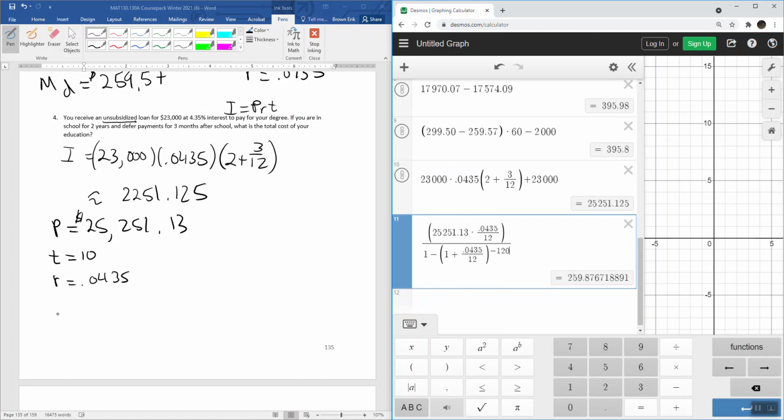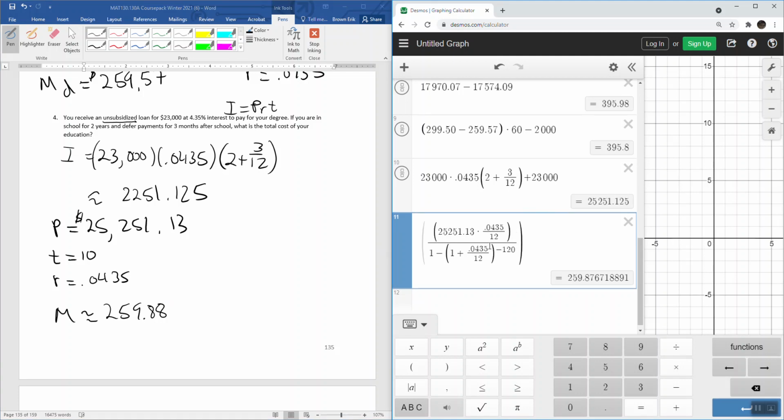I'll just write that down here on our notes. This is approximately 259.87. Well, oops, not 87. Easy there, killer. It's 88 when we round it appropriately. But I'm not going to round it when I calculate the total cost, because I'm just going to take this formula and multiply it times the 120 payments we're going to make. And our total cost then is $31,185.21.